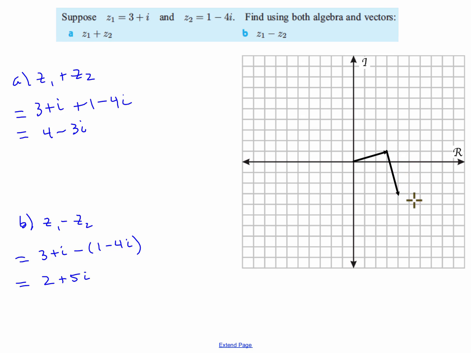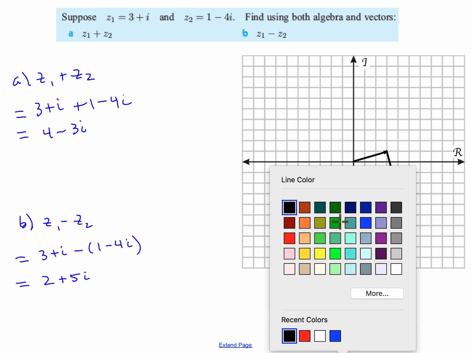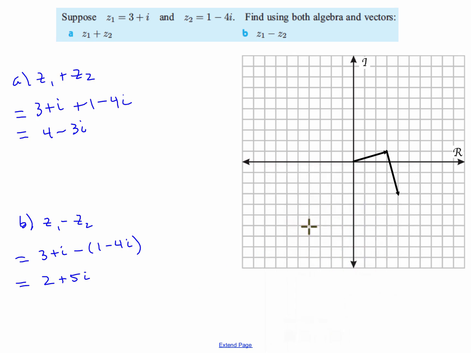So I'm just doing this geometrically, and I'll change color here to get the resultant vector, which goes from the start to the finish. So how did I get there? 1, 2, 3, 4. Over 4 and down 3, which would be the complex number 4 minus 3i, which is what we got here.